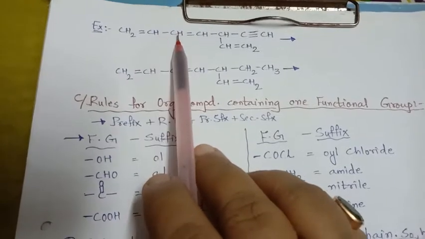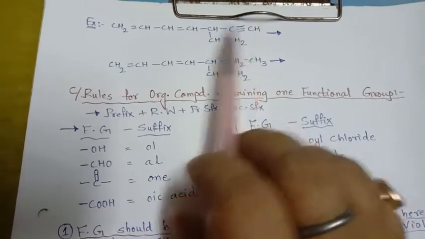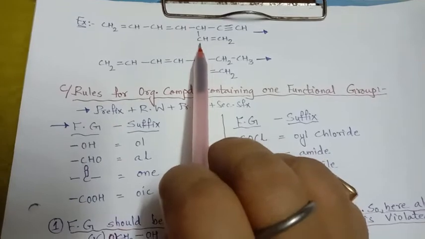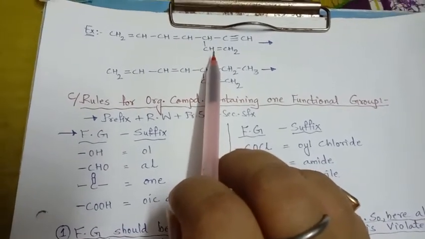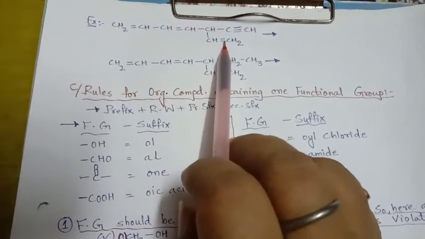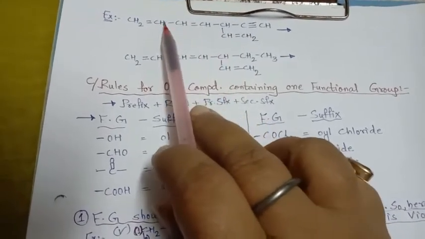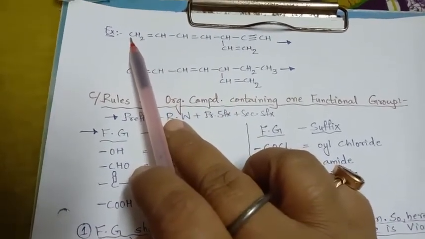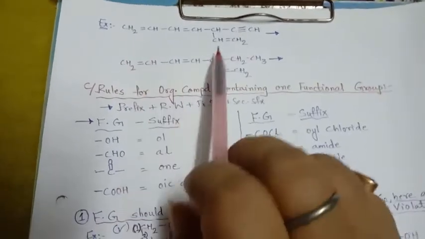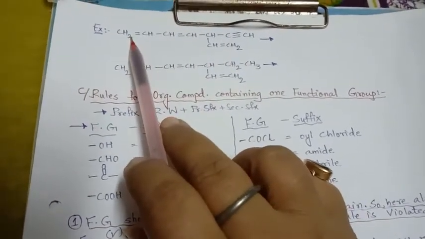1, 2, 3, 4, 5, 6, 7, the straight line is 7, but while considering this as the longest chain, this double bond is left over. So we will have to consider such a numbering where this second and the third one will be considered. So if we consider from here 1, 2, 3, 4, 5, 6, 7, then also here it is 7. So now we have to decide either from this side or this side.